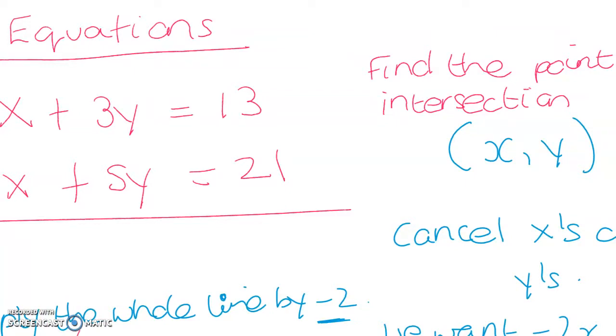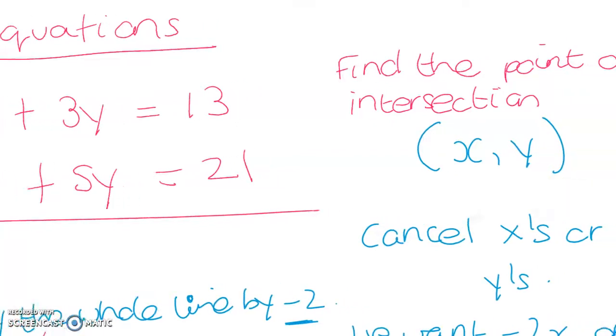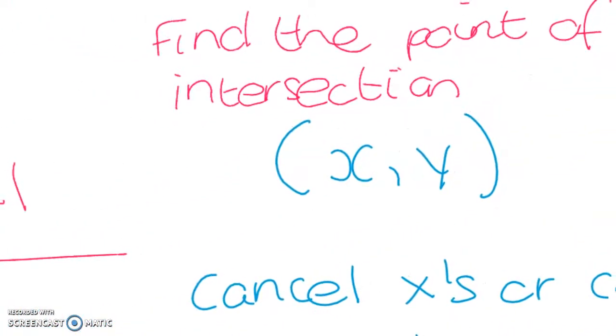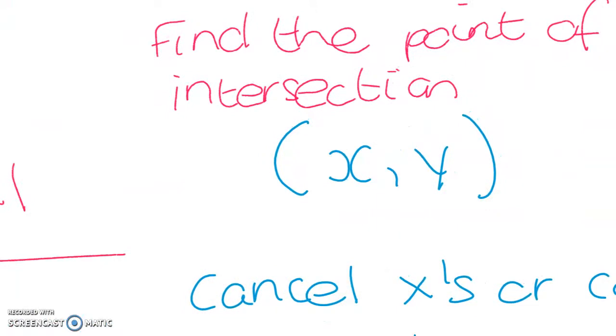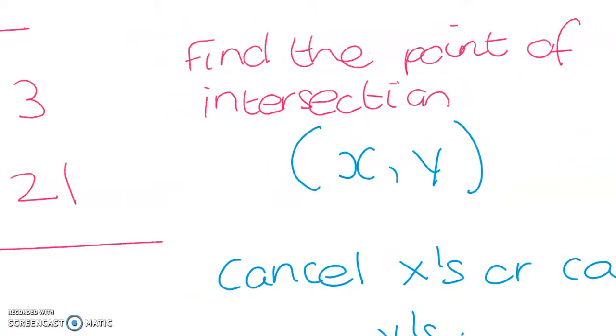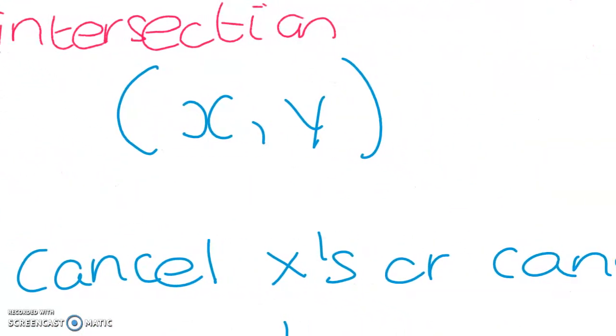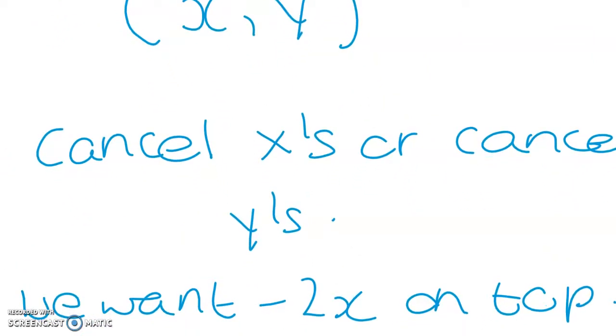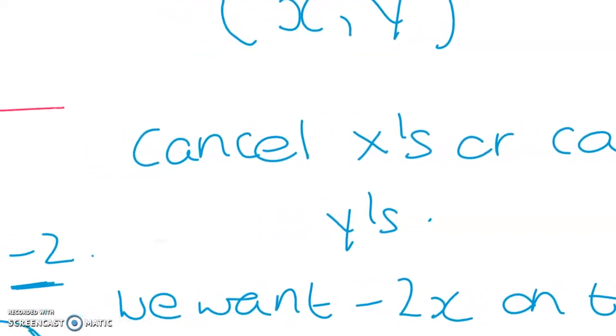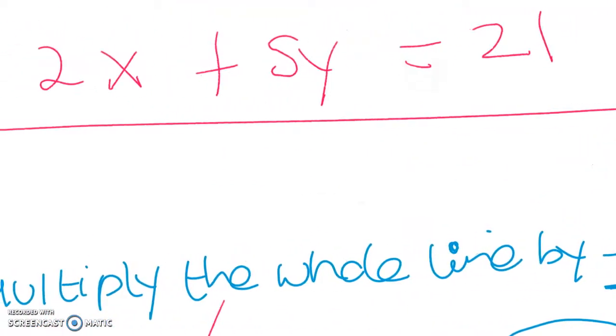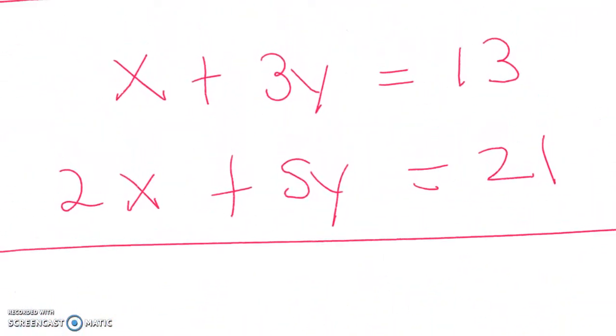Okay, hoping that you've done that. The next thing we have to do is find a point of intersection. That means, lads, you want to find where the two lines are crossing over, and it has an x value and a y value. Now, the very first step you always do, watch this: you cancel the x's or cancel the y's. Take that down. And you can always cancel x's or y's.